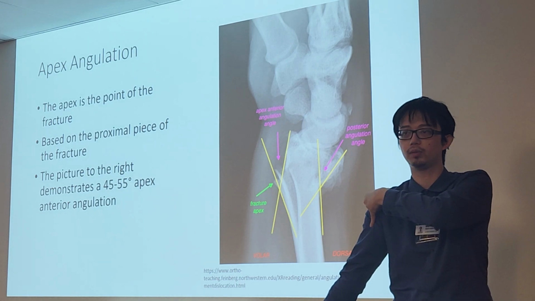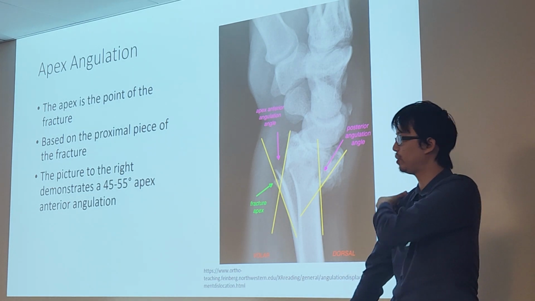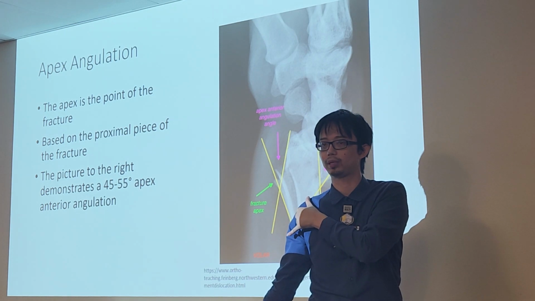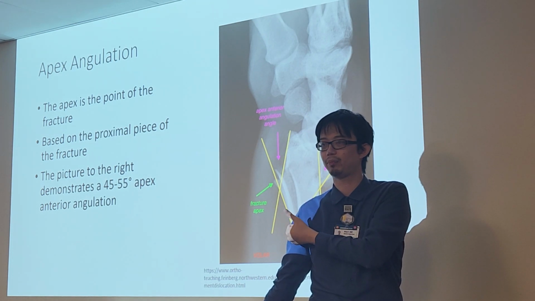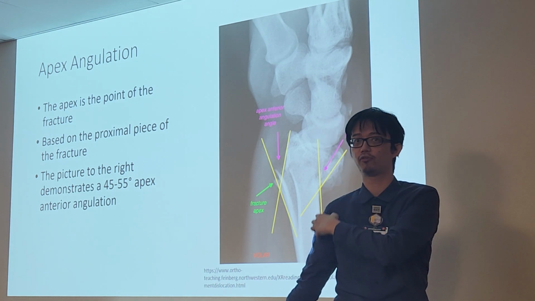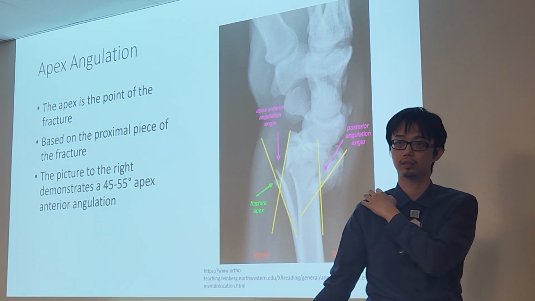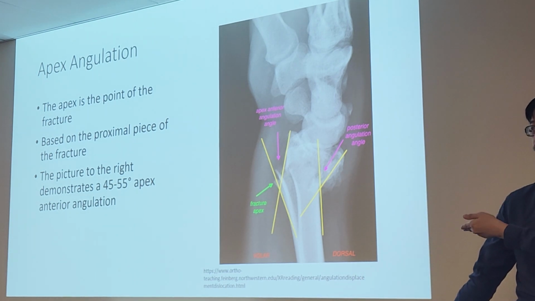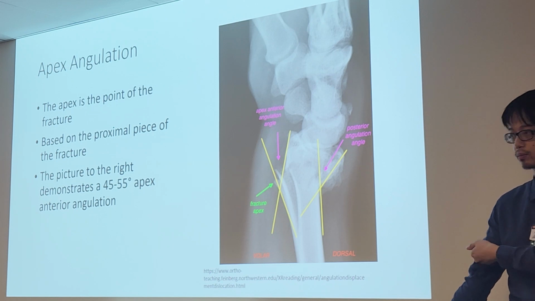So this is the proximal piece of the fracture. Of this proximal piece, what is the most distal end? The part by my thumb or the part by my pinky? By my pinky. So this is the distal end of the proximal fragment. Does that make sense? Yes. The proximal fragment is the part nearest my body. We're talking about the distal end of that fragment, the part right at the fracture.